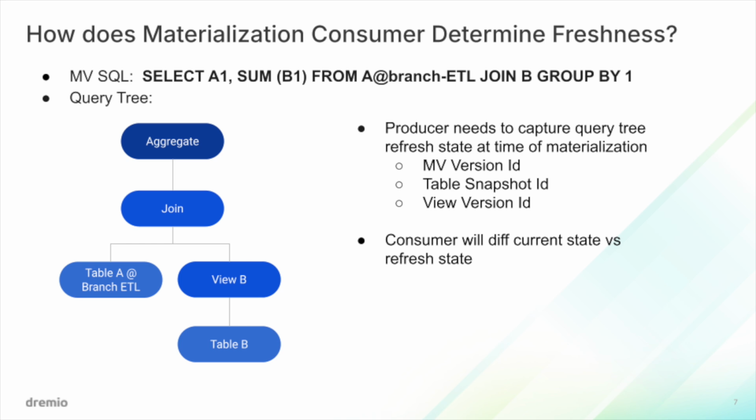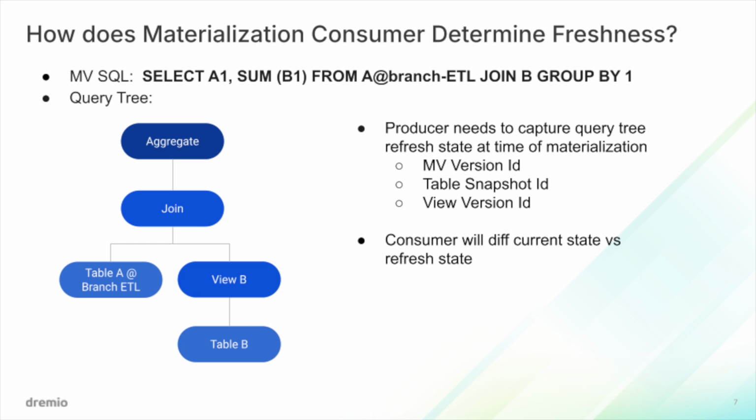Then if you see the B identifier, it turns out that's a view. So the planner has to go and expand that view out. That view could be very complicated, with nested views and nested views and nested views. In this case, B is just referring to table B. For table B, you also have to report its particular snapshot, on the default main branch, for example. All this is the query tree, and this is what needs to be represented in the refresh state.